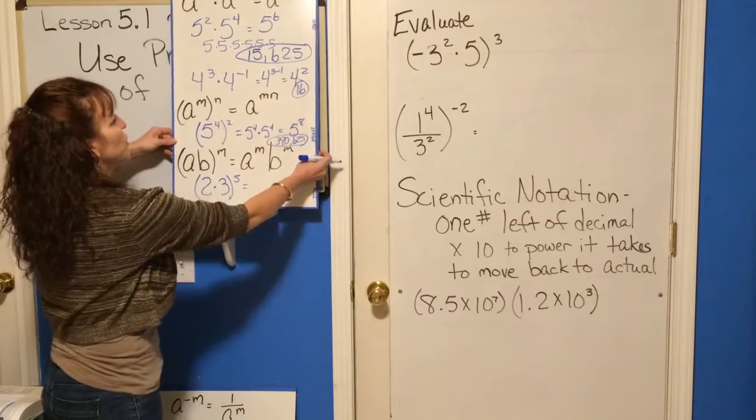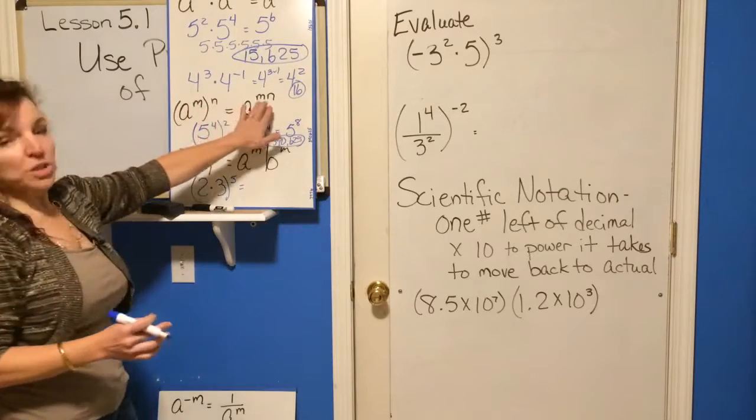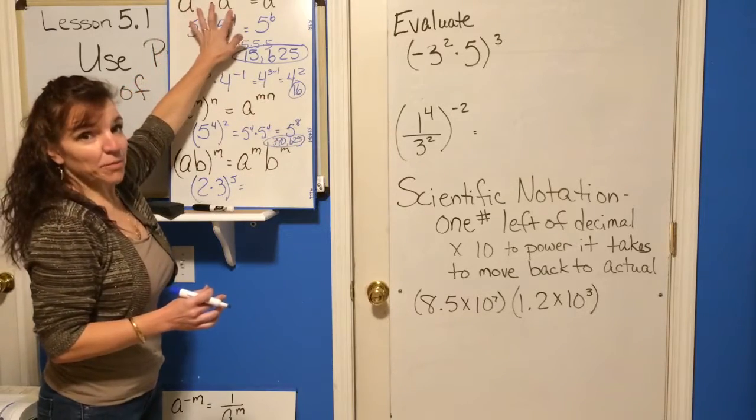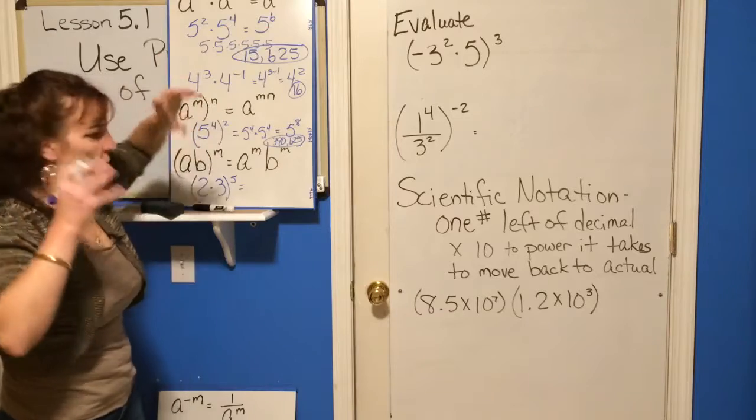All right? So if you take a power to a power, you multiply the powers. If you're multiplying a base times different powers, then you add them. So don't get those two confused.